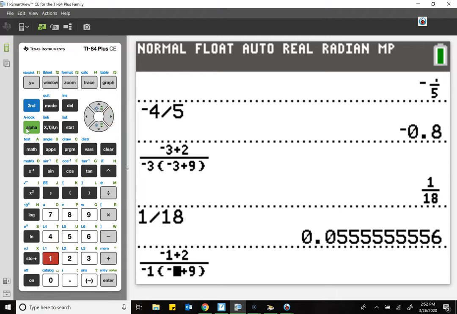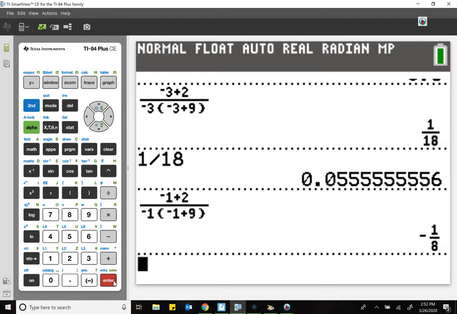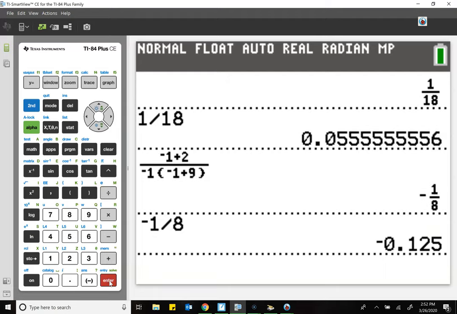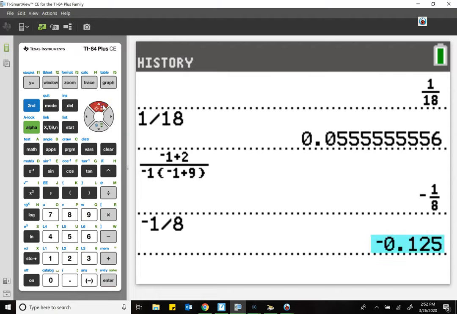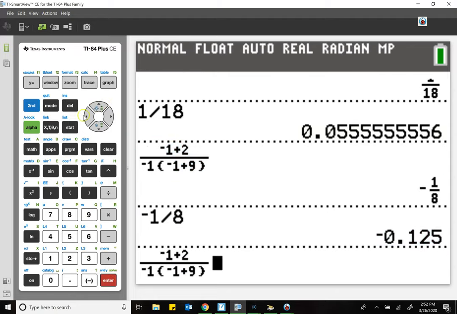and 1. Hit enter. And we know that at negative 1, it goes at negative 1/8. And negative 1 divided by 8 gives us negative 0.125. And then last but not least, I'm going to go back up, grab that same fraction again, and I'm going to change all the negatives into positive ones. Just delete that piece out.